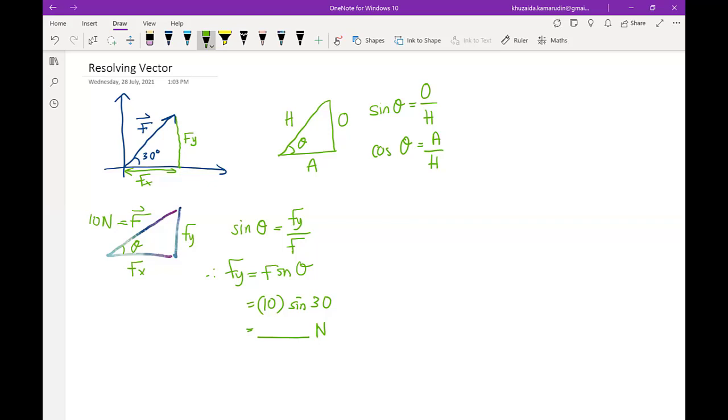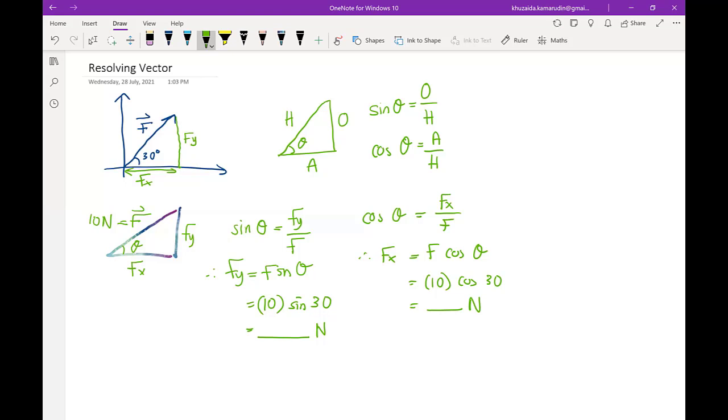All right, so the next one, cos theta equals adjacent divided by hypotenuse. So adjacent over here is fx divided by hypotenuse is f. So now what you're going to have is fx equals f cos theta. Again, you can substitute 10 cos the angle over here is 30 degrees. Then you can have the answer in Newton.